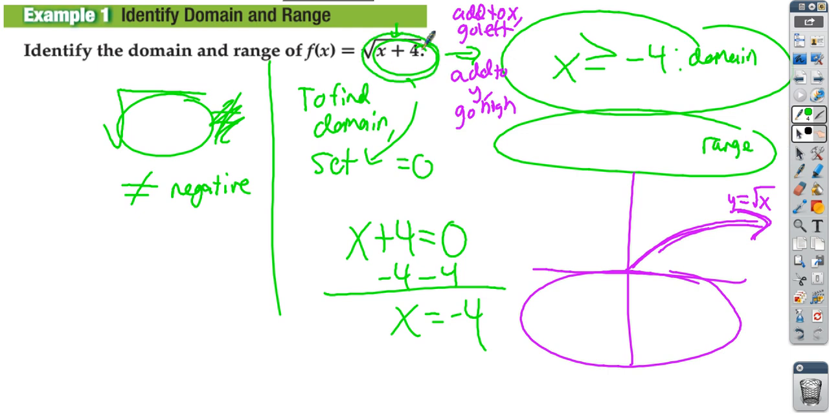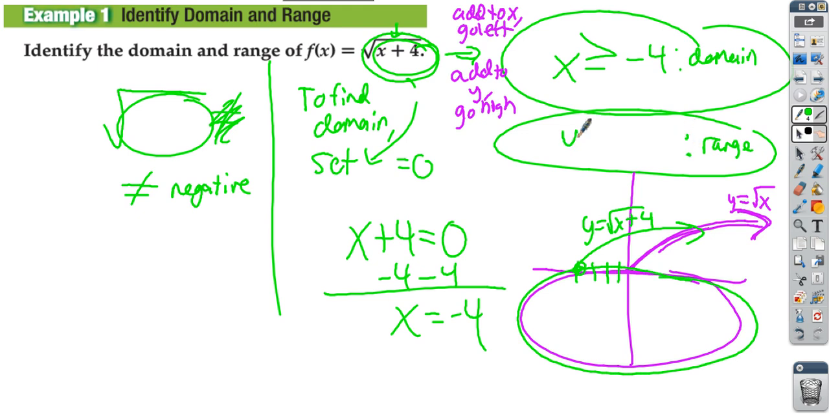What does this function look like? Well, we're adding to x, so that means we're going left. We're going left 4. So 1, 2, 3, 4. There's what that x plus 4 graph looks like. It's the same as the parent function, just shifted 4 units. And you can see that it's still not going up or down at all. y is still going to be everything that's positive. So y is greater than or equal to 0 would be the range.